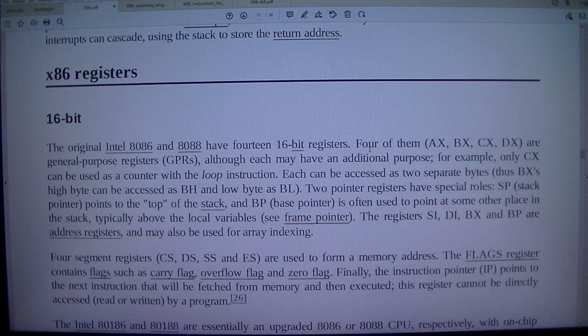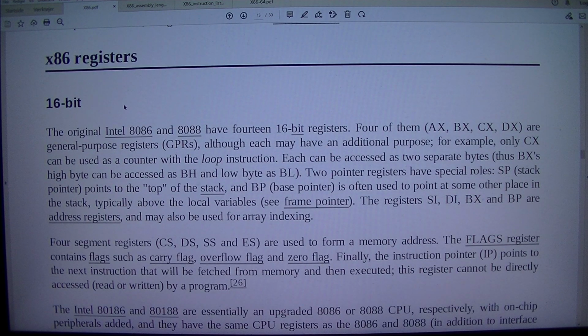X86 registers. 16-bit. The original Intel 8086 and 8088 have 14 16-bit registers. 4 of them, AX, BX, CX, DX, are general-purpose registers, GPRs, although each may have an additional purpose. For example, only CX can be used as a counter with the loop instruction. Each can be accessed as 2 separate bytes. Thus BX's high byte can be accessed as BH and low byte as BL.